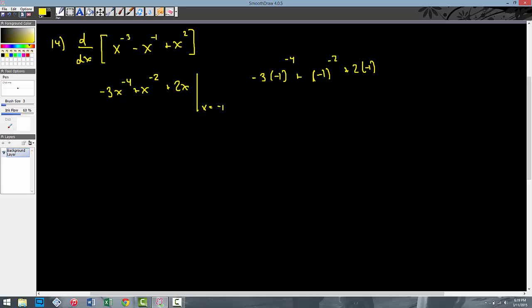These are even, so they're not going to impact anything. It's just really 3 plus 1 minus 2, which is going to be negative 4. And that answer just so happens to be B. Moving on.